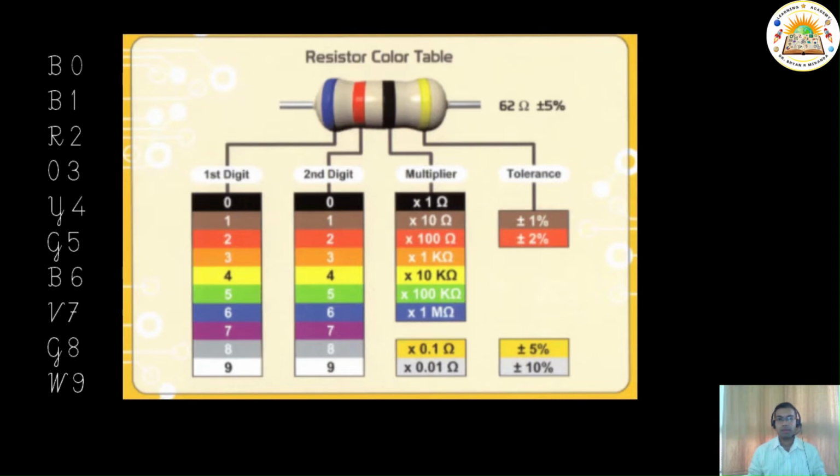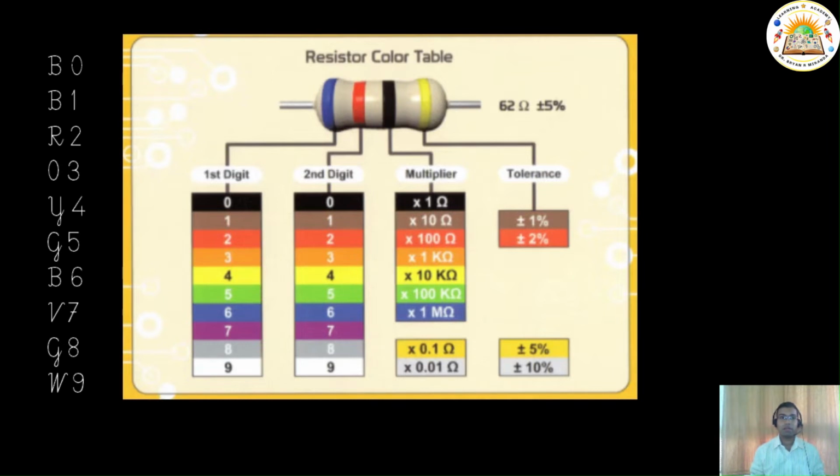So let us look at what this band A, B, C, D is all about. Here is the color combination B, B, R, O, Y, G, B, V, G, W. Okay, fine, doesn't make much sense. But if you look at the diagram that I have given, you can see that black is 0, brown is equal to 1, red is equal to 2, orange is 3, yellow 4, green 5, blue 6, violet 7, gray 8, and white 9. Now, the question is how to remember this combination.